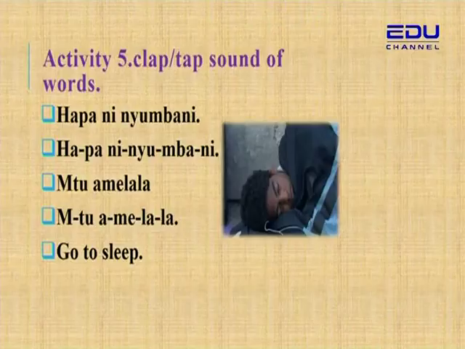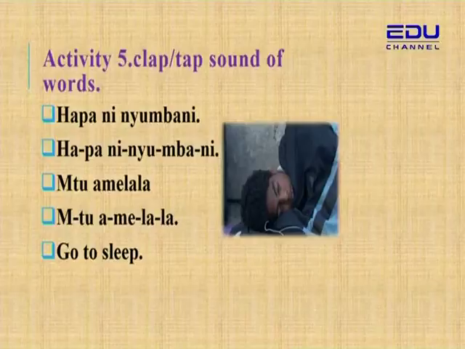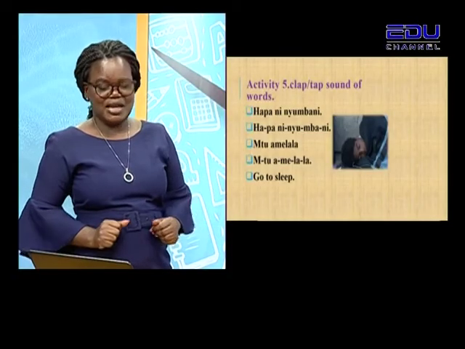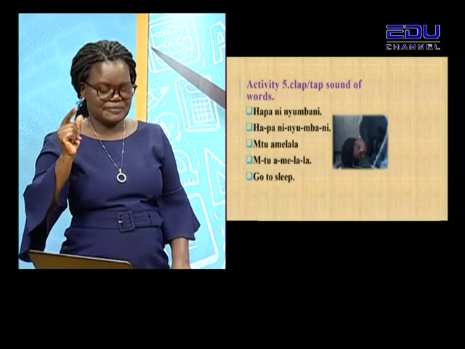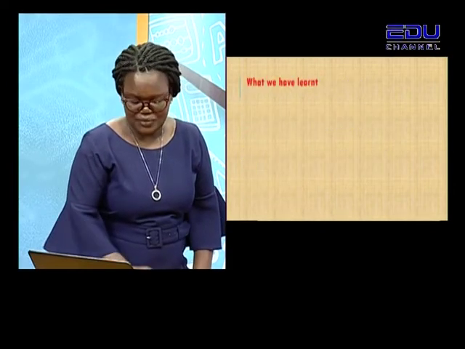Okay, we are moving. Go to sleep. Go to sleep. You find it so easy now, isn't it? Yes. Why? Because you can say go to sleep. It's just like one syllable. So, go to sleep. How many syllables? One, two, three. Go to sleep.